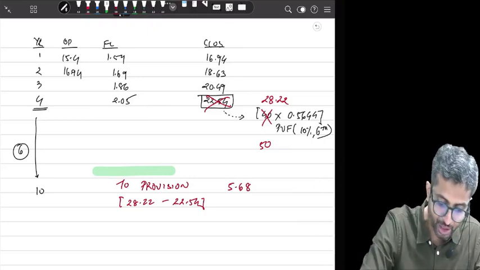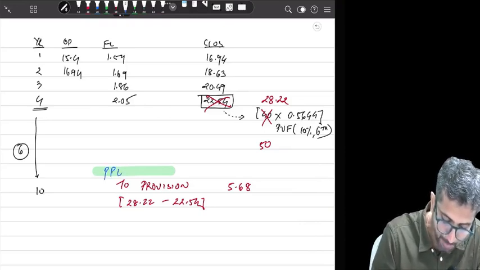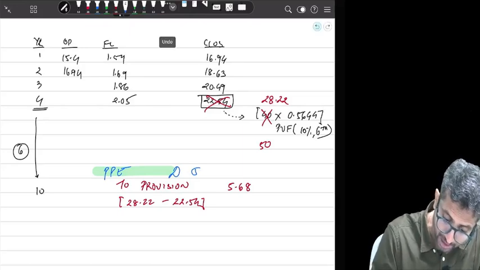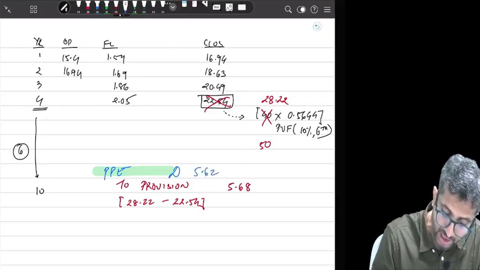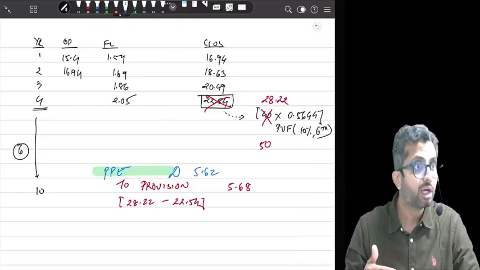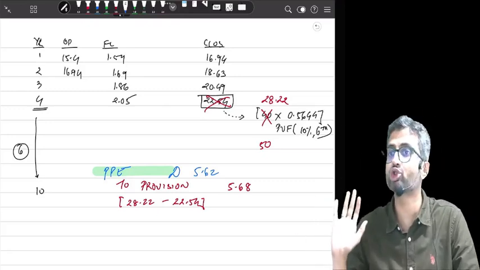So the second effect will go where? PP. The second effect will be taken against the property, plant and equipment. This will go either way, whether there is an increase or a decrease. Sometimes your estimate can go from 40 to 30, in which case there will be a decrease in provision. Provision debited, credit goes to PP.